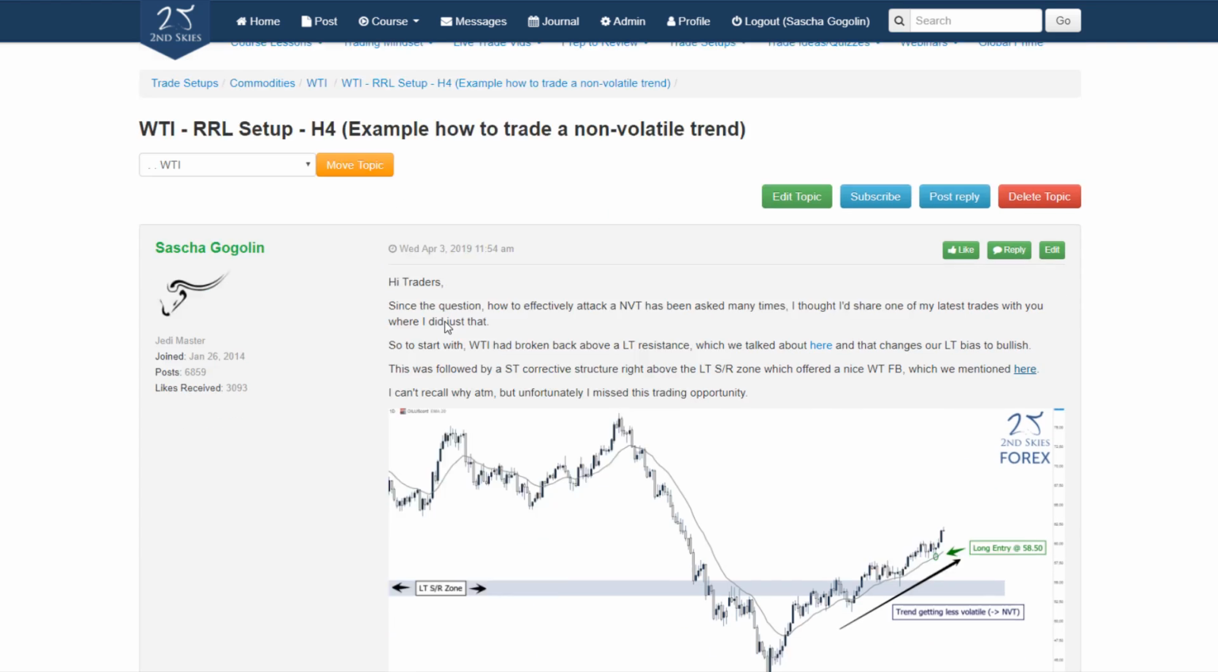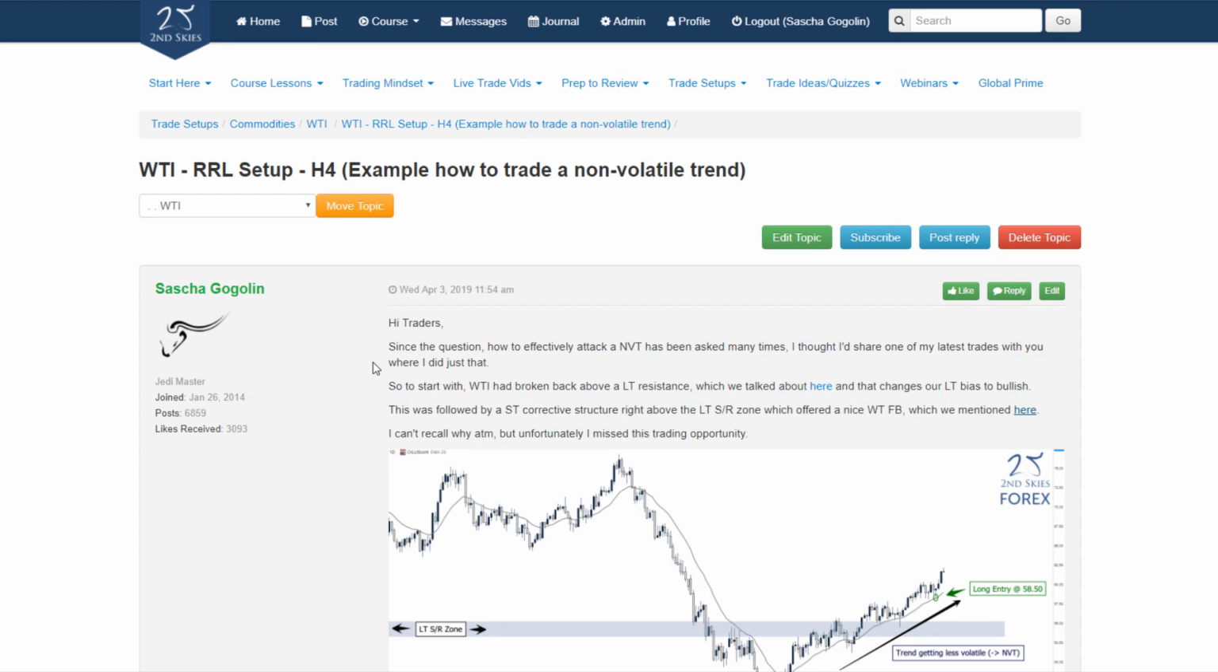So I hope you found these two examples helpful to show you how to trade with a higher time frame context using key support and resistance zones and impulsive and corrective price action to be able to spot these opportunities efficiently.